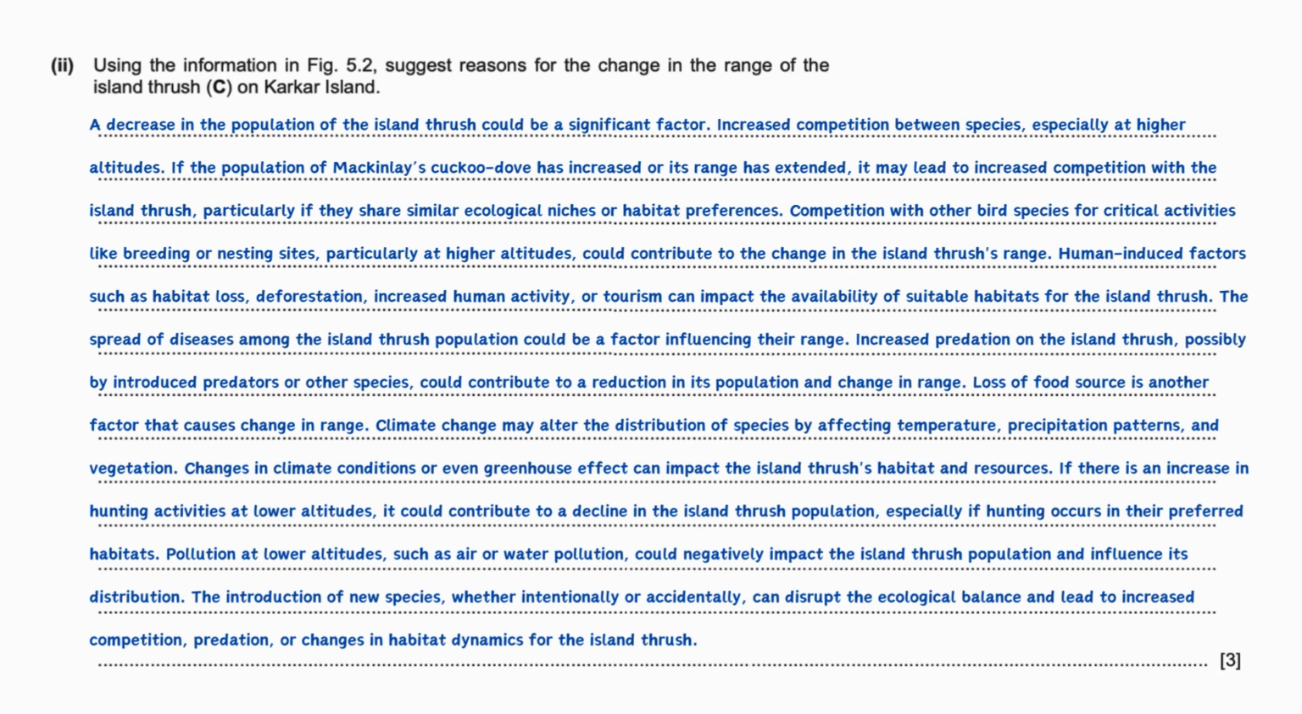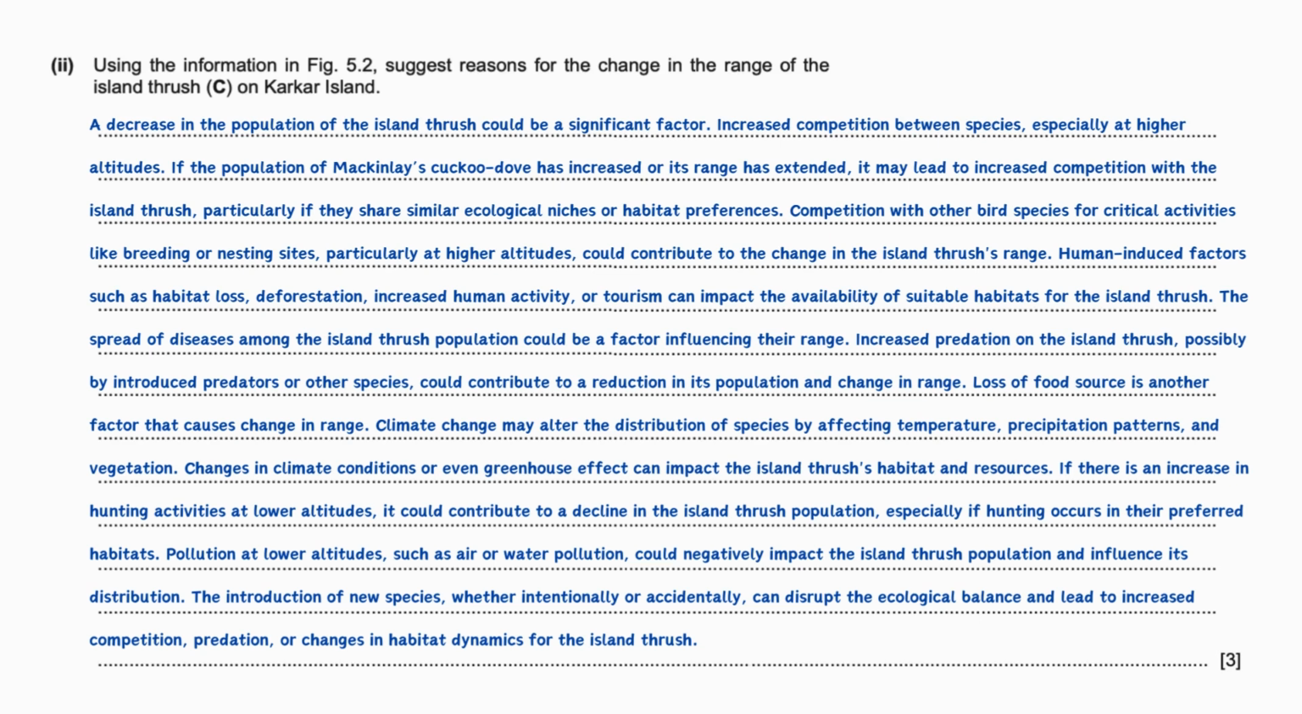If there is an increase in hunting activities at lower altitudes, it could contribute to a decline in the island thrush population, especially if hunting occurs in their preferred habitats. Pollution at lower altitudes, such as air or water pollution, could negatively impact the island thrush population and influence its distribution. The introduction of new species, whether intentionally or accidentally, can disrupt the ecological balance and lead to increased competition, predation, or changes in habitat dynamics for the island thrush.